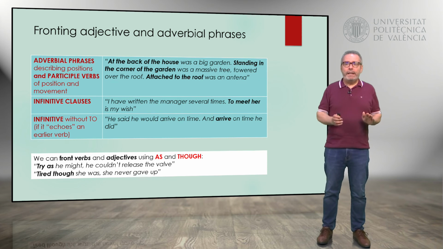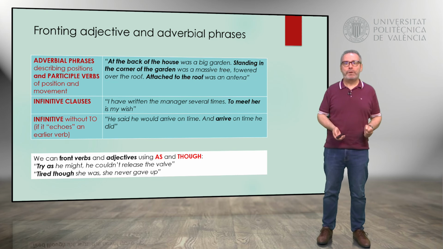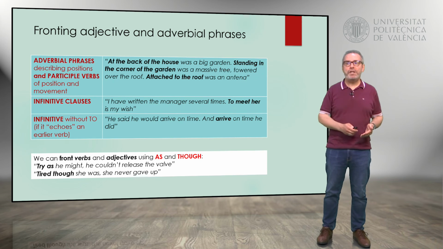A very important thing happens when we front verbs and adjectives with the particles as and though. Here we have two examples. Try as he might, he couldn't release the bulb. Or with an adjective, tired though she was, she never gave up.